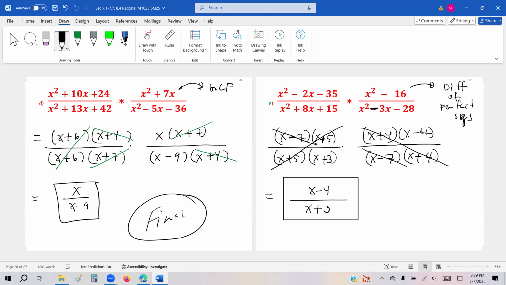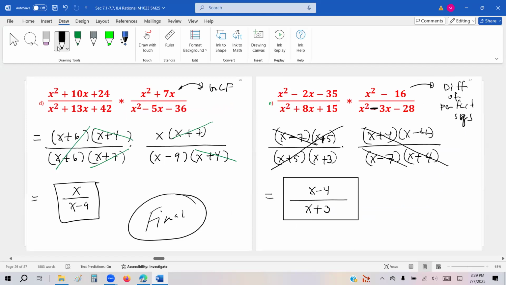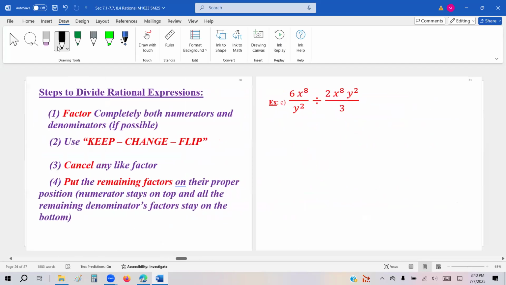Now, do you guys like it? Still don't like it? Well, we know how to multiply. That means we know how to divide. Division is multiplication, but there is only one difference. We don't know how to divide, right? So instead of dividing, what do we do? We multiply by the reciprocal. So that's all we have to do. First, we are going to factor, and then we're going to multiply by the reciprocal, and then we do cancellation, rewrite. So let's go do that.